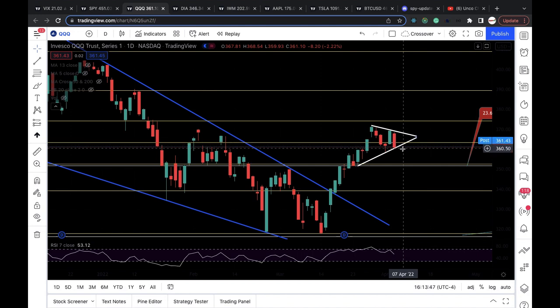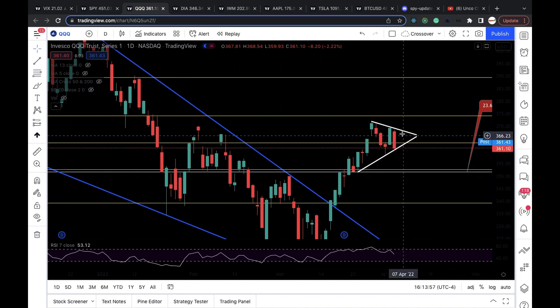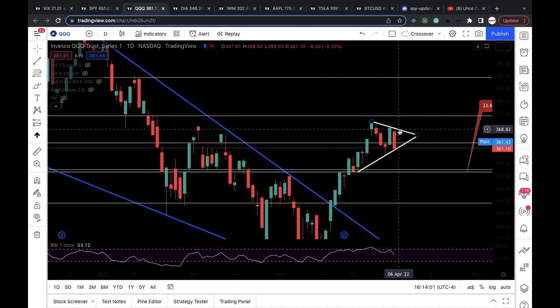If QQQ opens below that and tests 362 as a resistance and rejects, that's bearish. But if it recaptures, that's bullish. My pivot point's around 363.4. Above that will put the resistance level of the triangle pattern in play. It's at 368.83. And if we break above that, that'll put 374 in play.